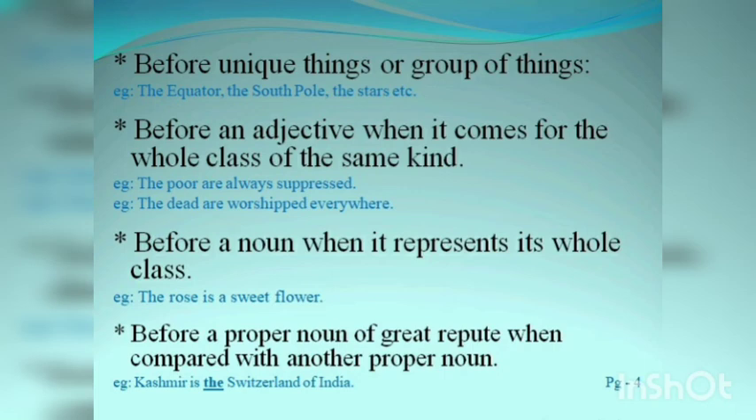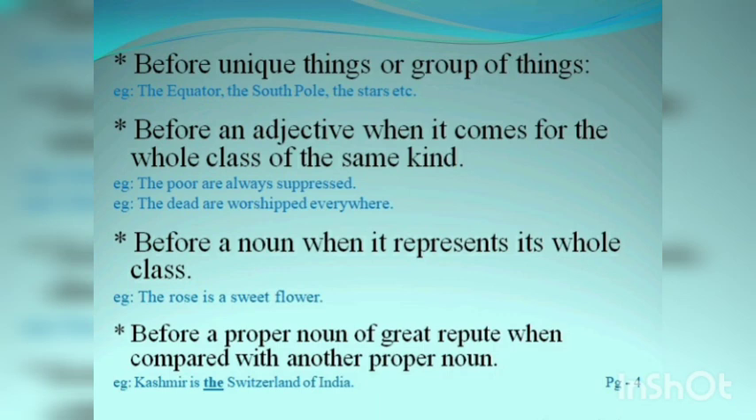Next rule, before a noun if it represents its whole class. Similarly, when a noun comes for the whole class of the same kind, we use 'the' before it. For example, the rose is a sweet flower. Rose is a noun, but here it represents the whole class of its kind, so 'the rose'.